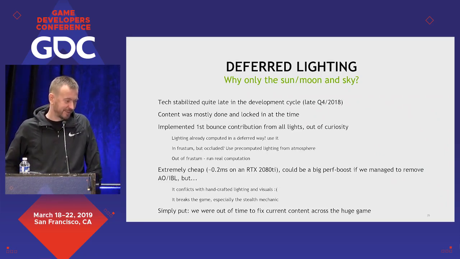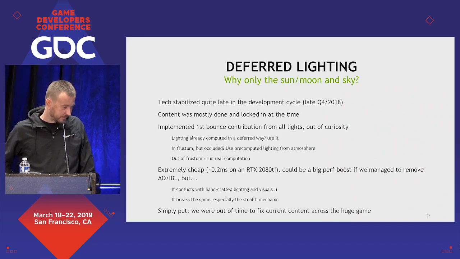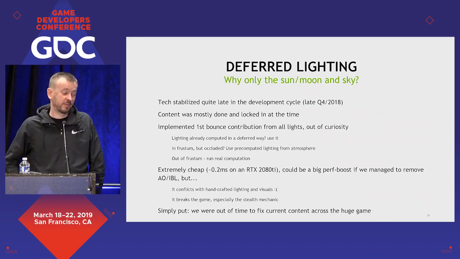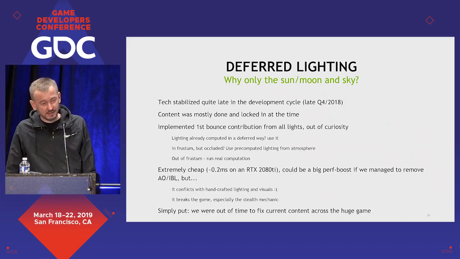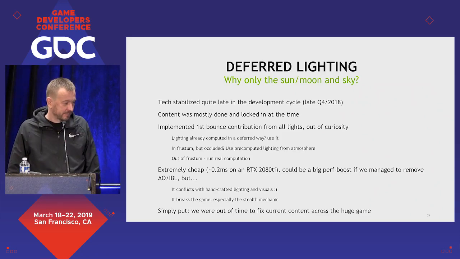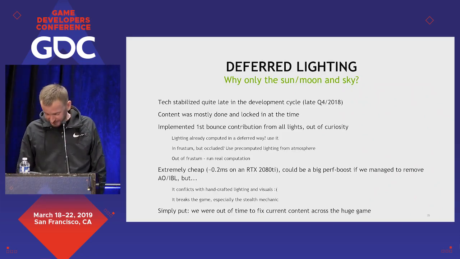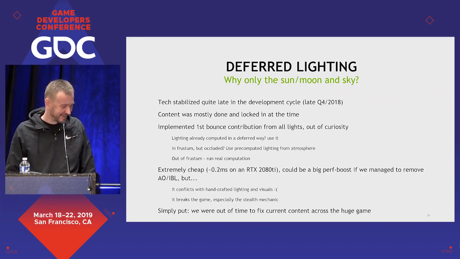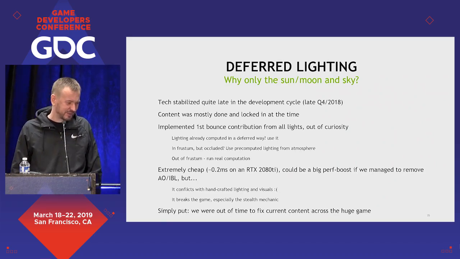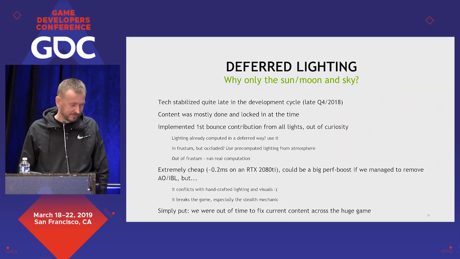For sure, you have a question in mind: why do we compute contribution only from the sky and the sun or moon? Actually, we tried to compute contribution from all analytic lights, but it changed indoors too much away from art direction and interfered with stealth gameplay mechanics. So the short answer would be we were out of time to tweak a lot of content, as the technology stabilized too late in the development cycle.